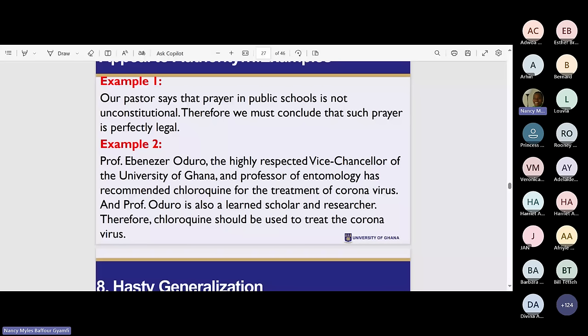Now, as soon as we hear Professor Odro, if you are not careful, you will cower and accept it. But his professorship and expertise, and the fact that he's a boss in many ways, doesn't include coronavirus expertise. He's not a chemist. So you are appealing to an authority, yes, but the authority is an unqualified one for that purpose. That is what we call fallacious.